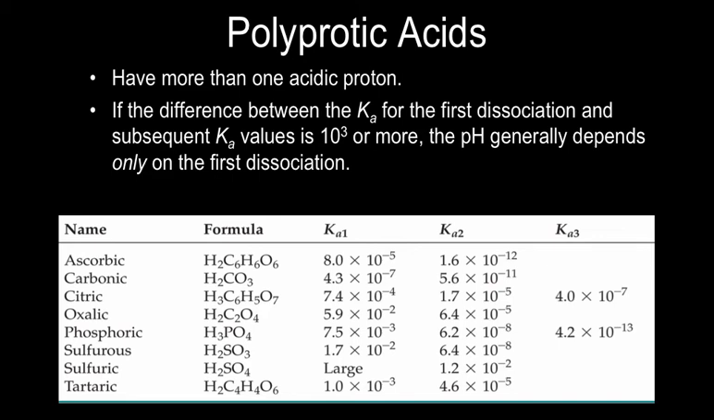So if the difference between the Ka for the first and the next Ka values is 10 to the third or more, then we usually use the first Ka value to calculate the pH. Like I said, we're not going to deal with these a lot, but just so you realize that when you have a polyprotic acid, each dissociation has its own Ka value. So it loses one of those H's at a time.